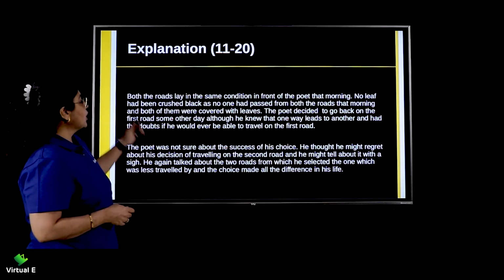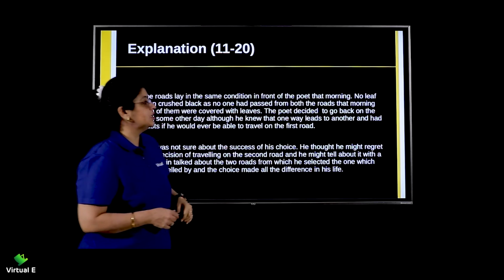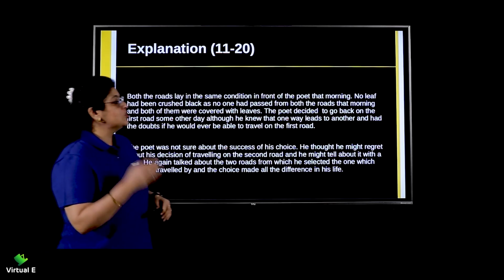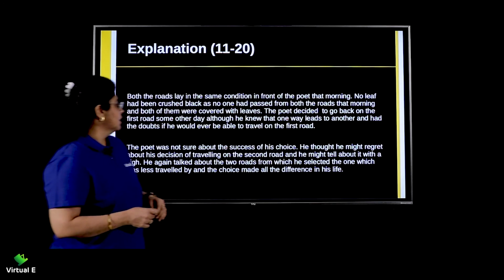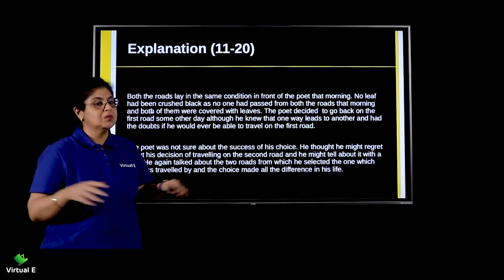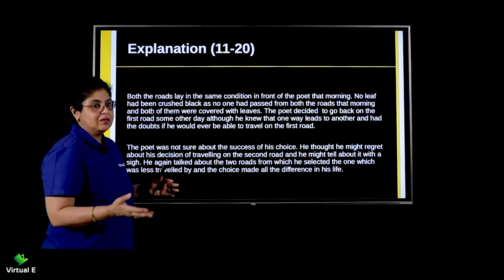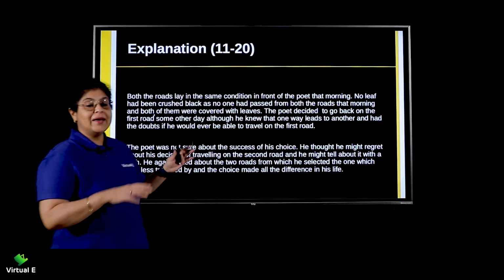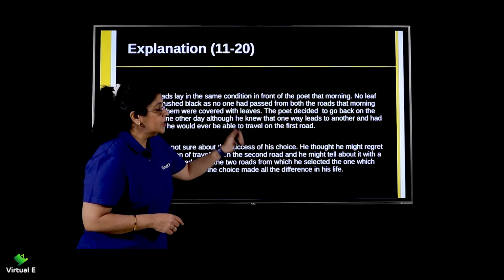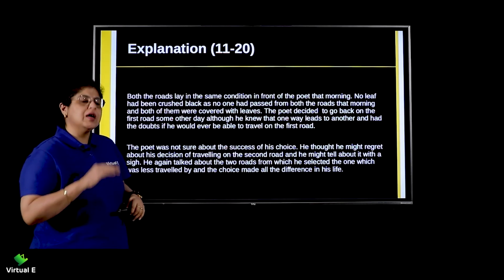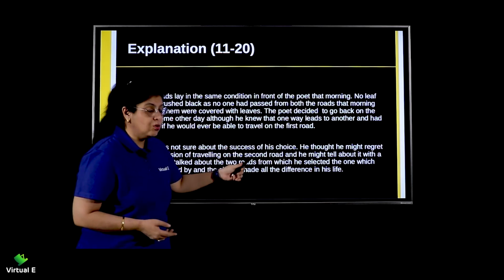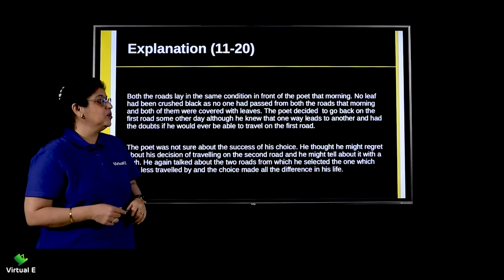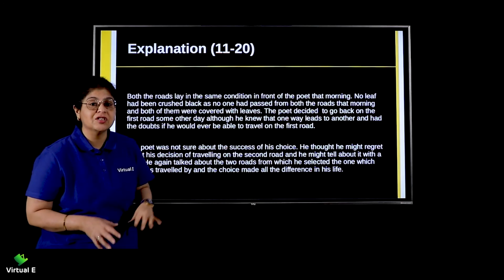What is the message? Both the roads lay in the same condition in front of the poet that morning. No leaf had been crushed black, as no one had passed on either road that morning, and both of them were covered with leaves. When he came in the morning to take the decision, he realized they were all the same. The poet decided to go back on the first road some other day, although he knew that one way leads to another and doubted if he would ever be able to travel on the first road.